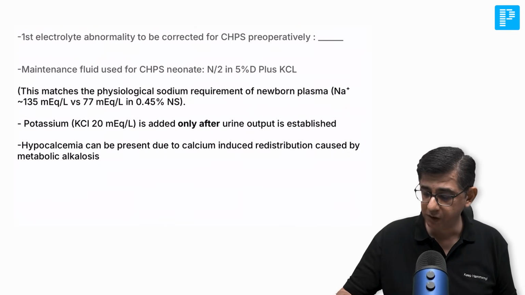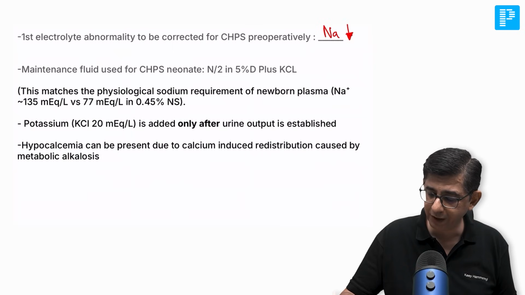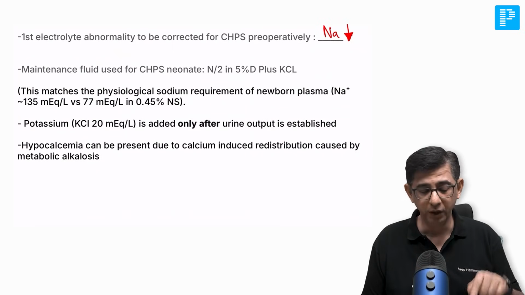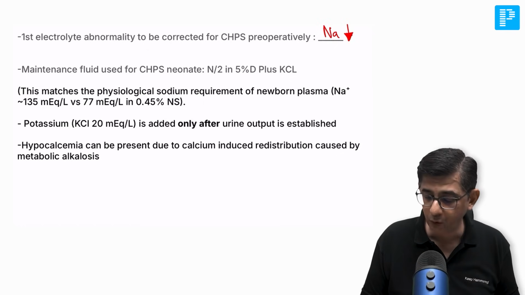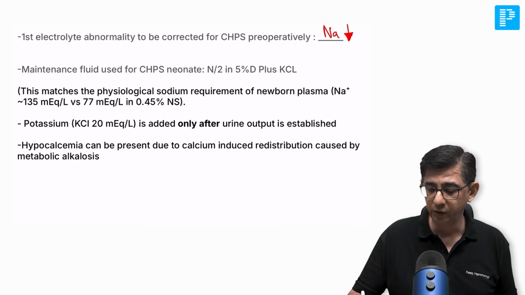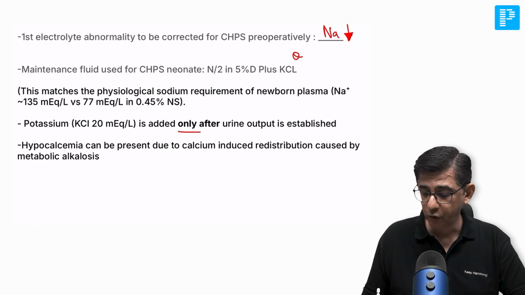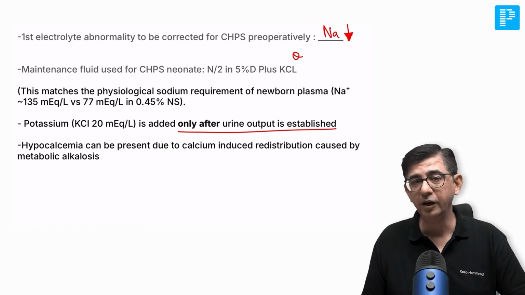And if he says what is the first electrolyte imbalance that needs to be corrected, it is hyponatremia that needs to be corrected first in this patient, not hypokalemia. We don't correct hypokalemia, we first correct hyponatremia. Then the maintenance fluid that is used is N/2 in 5% dextrose plus KCl, but KCl should only be added after the urine output is established, because these kids are dehydrated now.